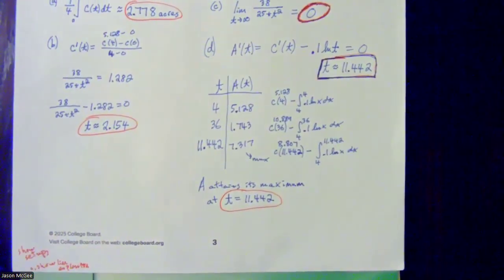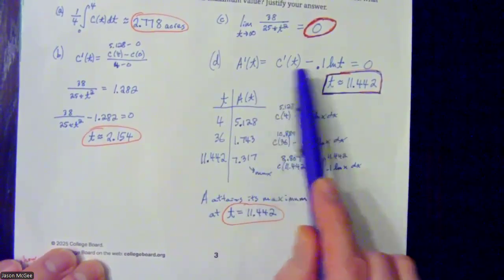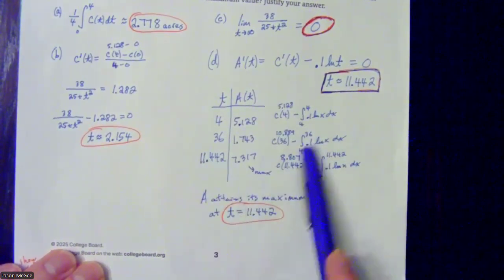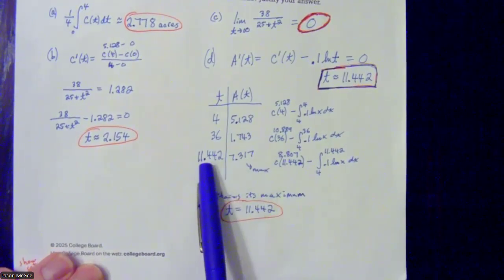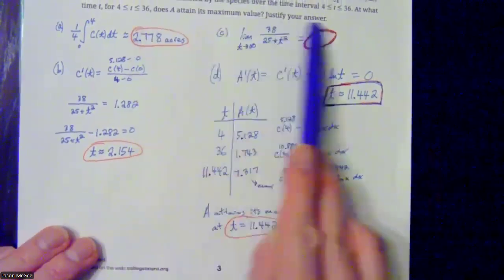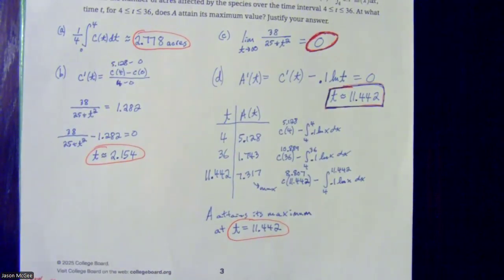So please practice that stuff in the graphing calculator. That's your setup, taking the derivative, set it equal to 0. And that's your justification to verifying that that is the highest y value right there. And it says at what time does it occur? So that's your 11.442.